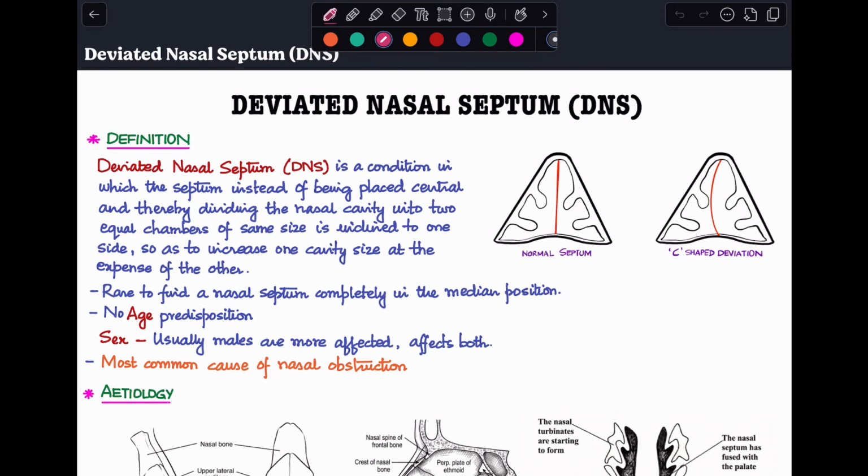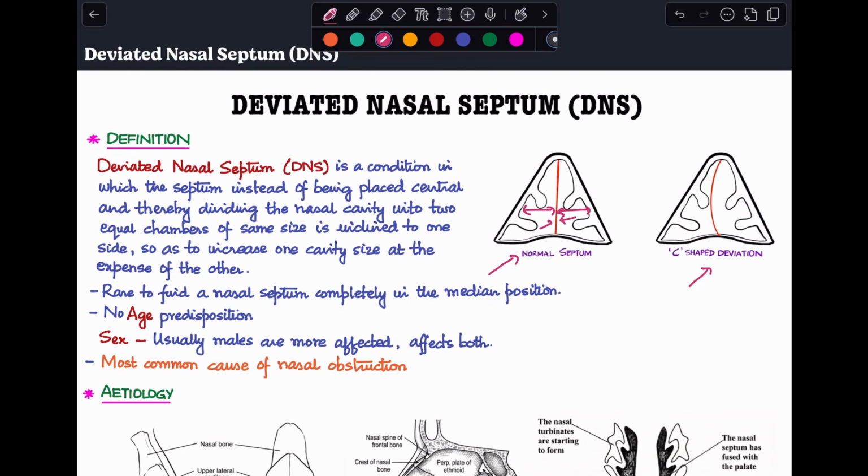So, what is deviated nasal septum? This is a condition in which the septum, instead of being placed centrally, now let's look at the first image over here. This is what a normal septum is supposed to look like. It's supposed to be somewhat centrally placed so that it divides the nasal cavity into two equal parts, two equal chambers of the same size. Here, what happens is the septum gets deviated to one side so as to increase one side of the cavity at the expense of the other.